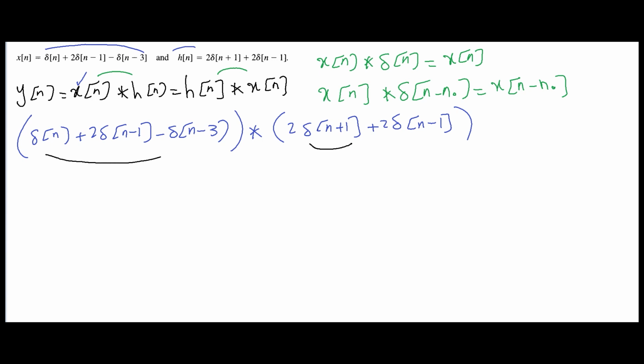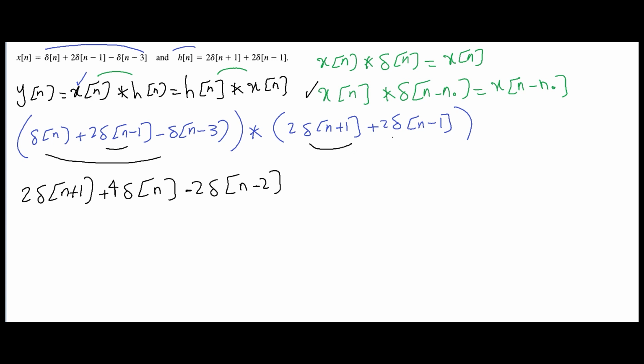Let's first convolve x[n] with 2 delta of n plus 1. According to the shifting property, the signal shifts one sample to the left, and because of the coefficient 2, all amplitudes are multiplied by 2. As a result, we obtain 2 delta of n plus 1, plus 4 delta of n, minus 2 delta of n minus 2.